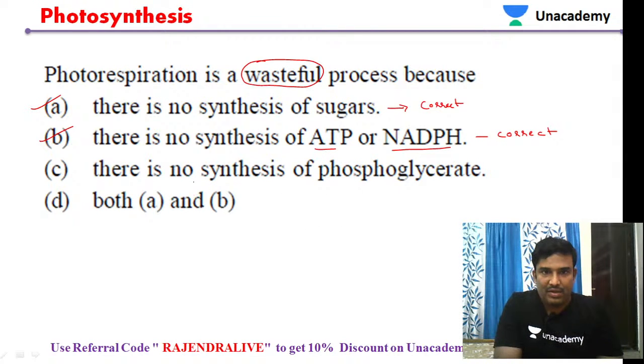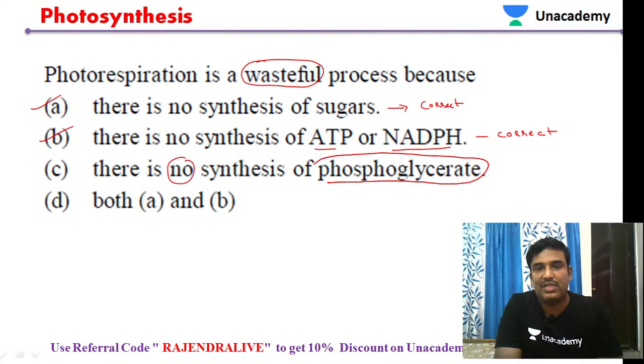Then, there is no synthesis of phosphoglycerate. Only one molecule of phosphoglycerate is synthesized, in the form of 3-phosphoglycerate, 3-PGA. Only a single molecule. So that is the reason. The best statements are A and B, so we can take option D as the answer.